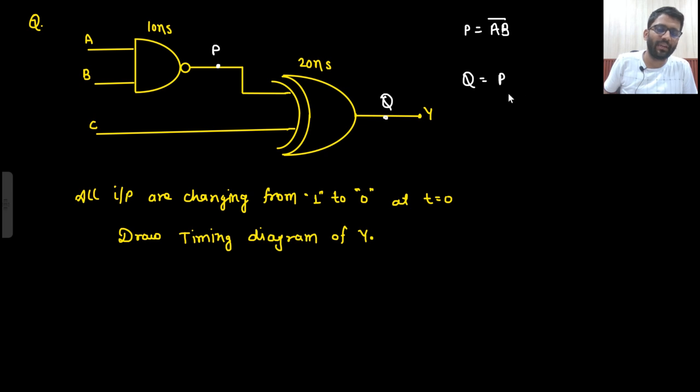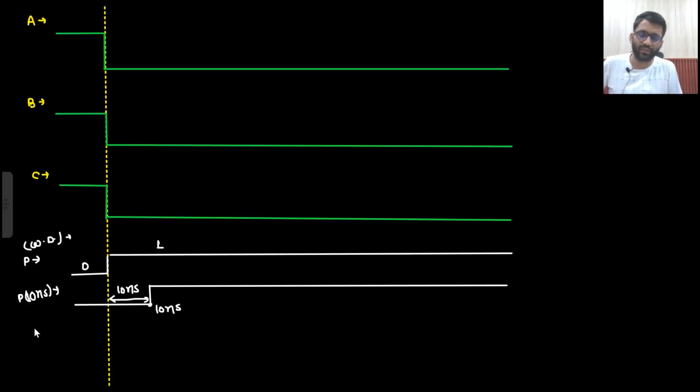Q is P delayed, I am saying, XOR with C. So P delayed XOR with C. This is what I need to do. So what will be my Q? Q without delay, so this XOR with C.